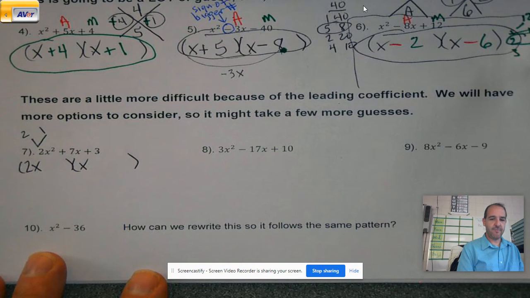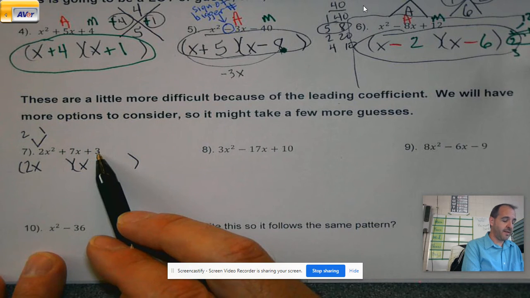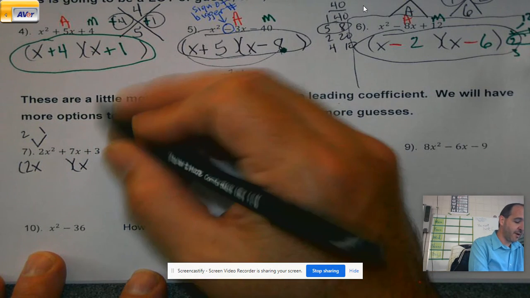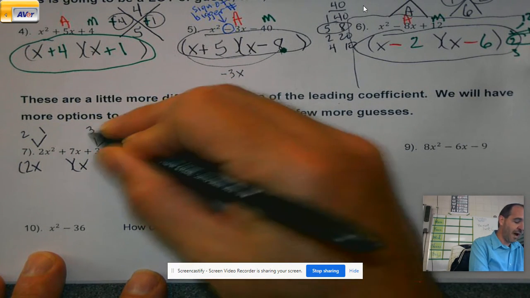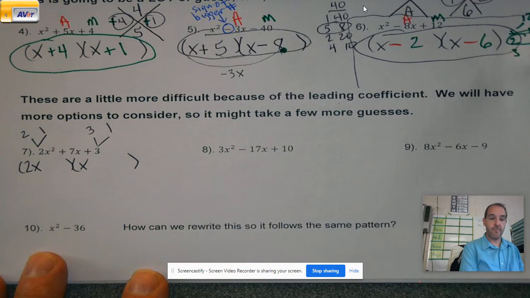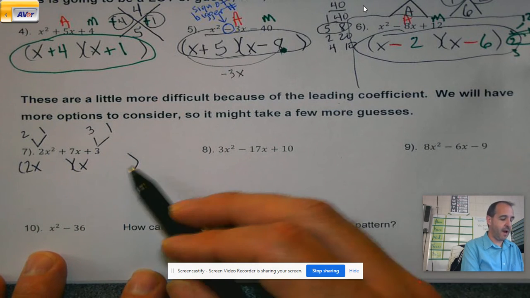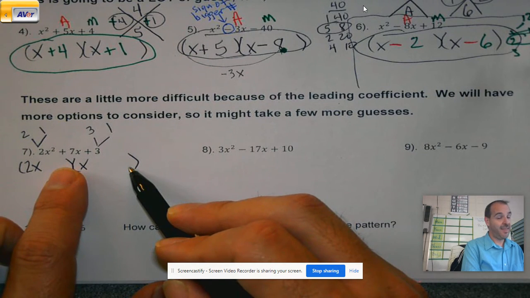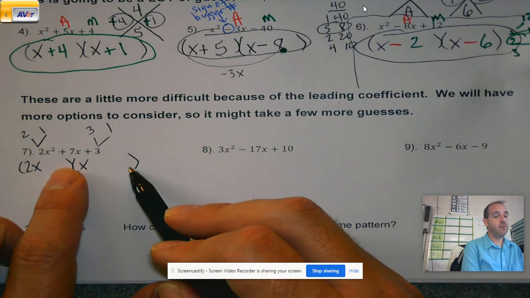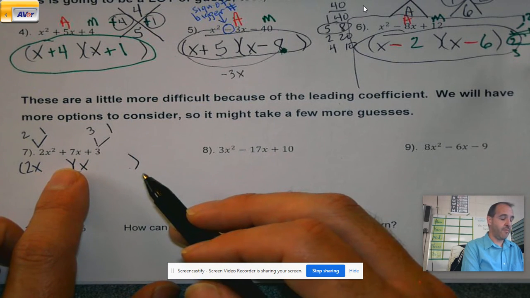So I get to here, and I go, okay, now what? So now this is still a multiply number. Okay, this is still what multiplies to get 3. And over here, again, I only have 2 options, 3 and 1. However, I need to make sure that when I put in my 3 and my 1, that I end up, when I FOIL it out, with the right number in the middle for 7.